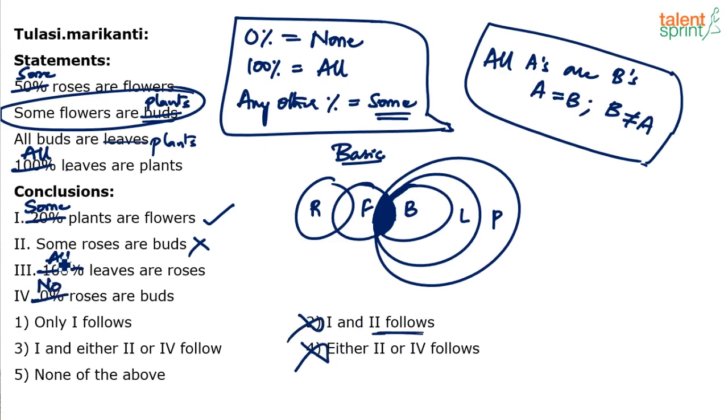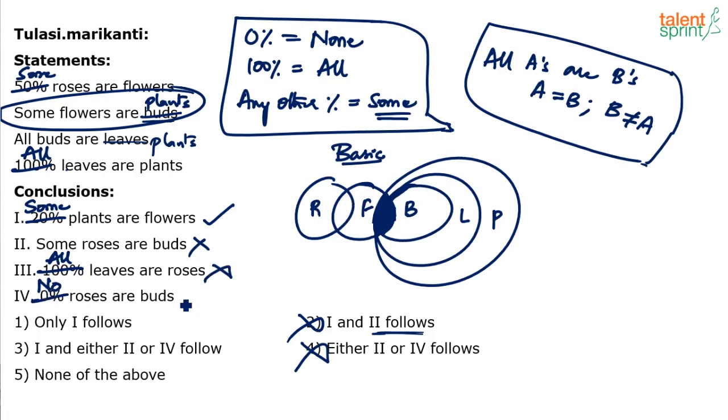Now, third one, all leaves are roses. Verify this. All leaves are roses? No. In the basic diagram itself, it fails. Leaves and roses do not overlap at all. So how can you say all leaves are roses? Not even a single leaf is rose. So third one also is false.